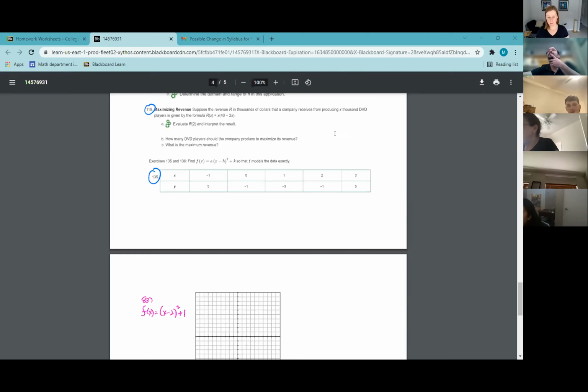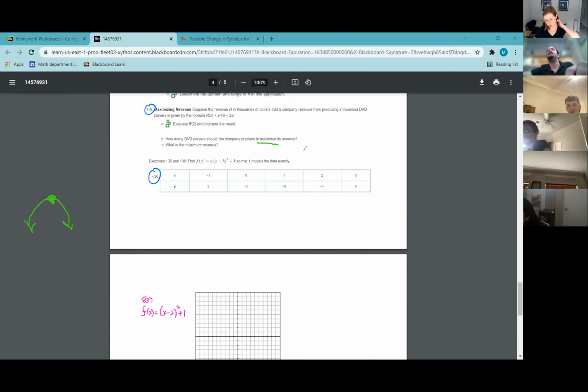How many DVD players should the company produce to maximize its revenue? Sorry, I said the wrong word. This is the key word: how do we maximize it? The highest number. I'm thinking, and I haven't done it yet, that it's going to have a maximum number on my vertex, just like we did in the previous problem. Your maximum number here is 72,000. Do we know that that's the vertex yet?